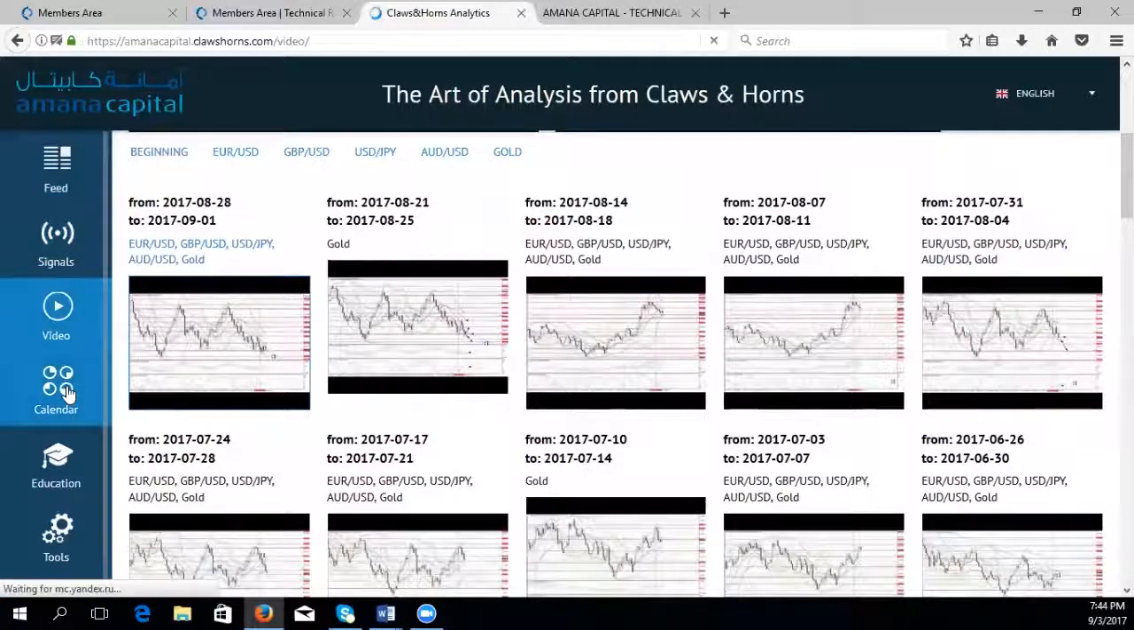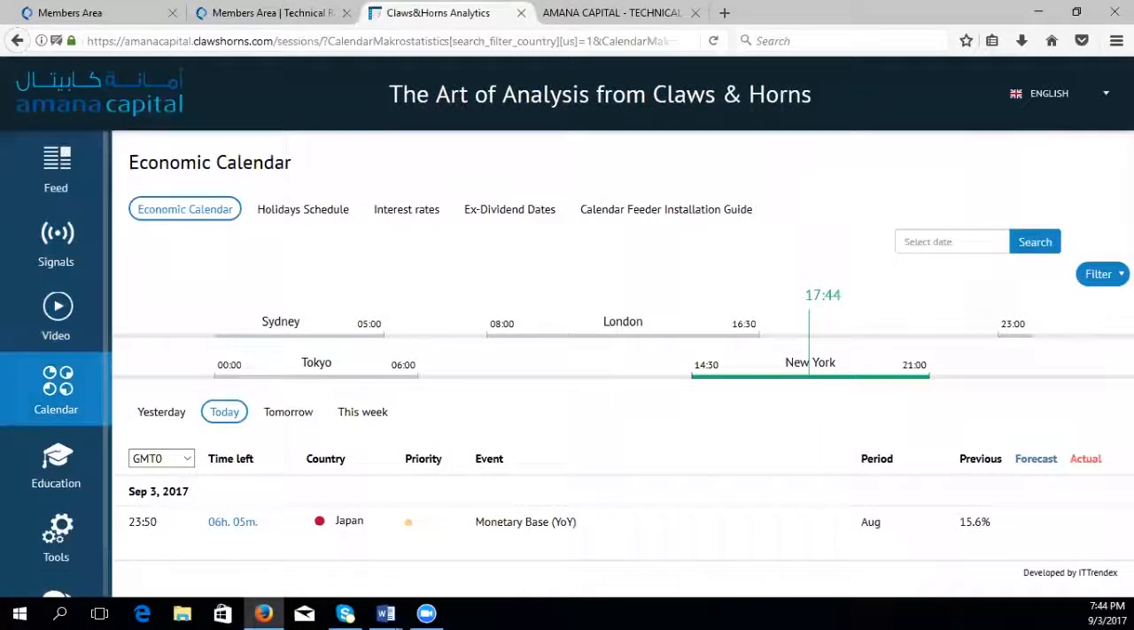Next, they do have the calendar section. And again, for beginners, and I think I said that previously, I'm just going to repeat this: you don't have to be a fundamental analyst expert. You don't have to analyze the news.